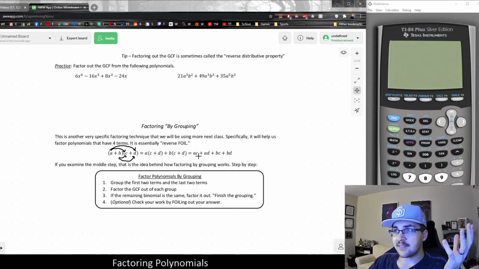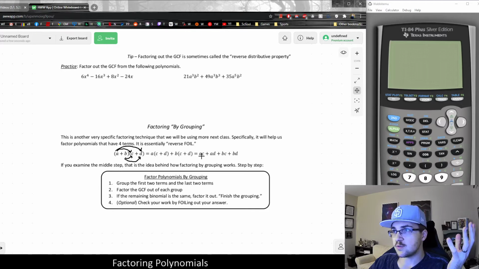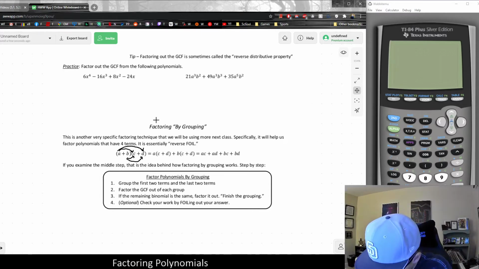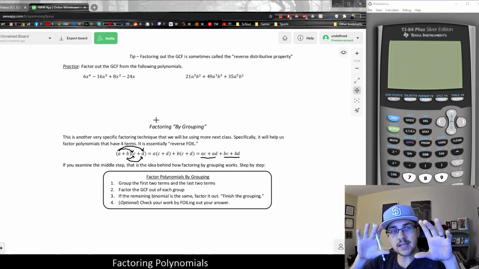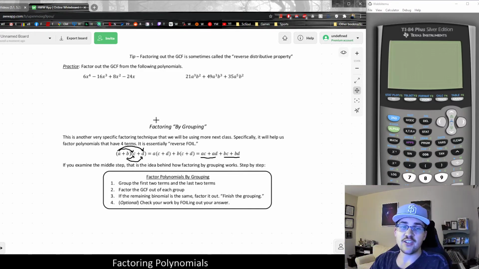So how does factoring by grouping work? If we have a polynomial with two different parts, each of which has a common factor, and we group them into two separate groups and factor the GCF out of each of them, we can reverse the process of foiling and turn it into two binomials multiplied together. Right here, a is a common factor. So if you're reading this equation backwards, you could factor out a from c plus d, which would leave me here, and I could factor out b from c plus d, which would leave me with this.